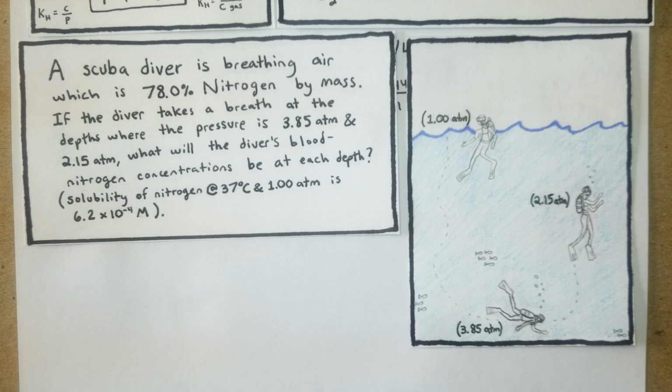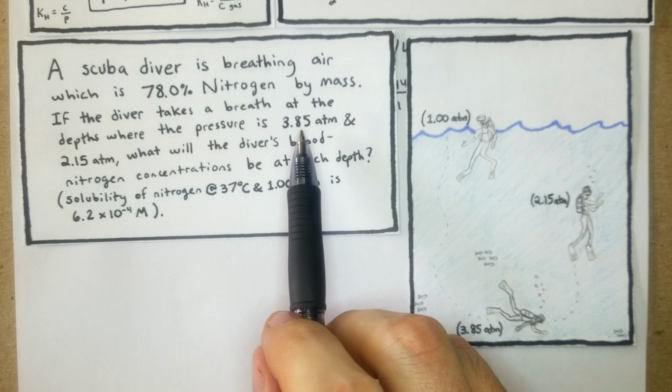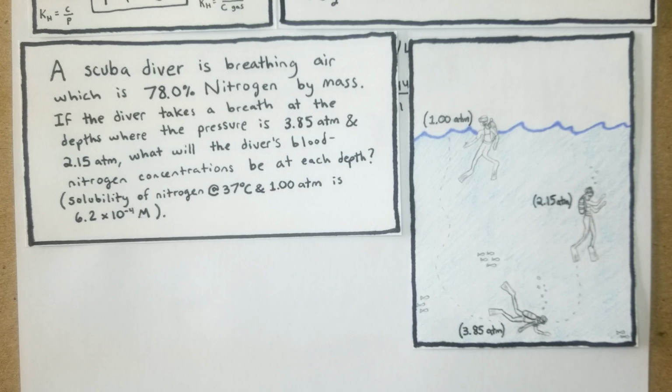A scuba diver is breathing air which is 78% nitrogen by mass. If the diver takes a breath at the depth where the pressure is 3.85 atm and 2.15 atm, what will the diver's blood nitrogen concentration be at each depth? Solubility of nitrogen at 37 degrees Celsius, which is body temperature, and at 1 atm is 6.2 times 10 to the negative 4th.